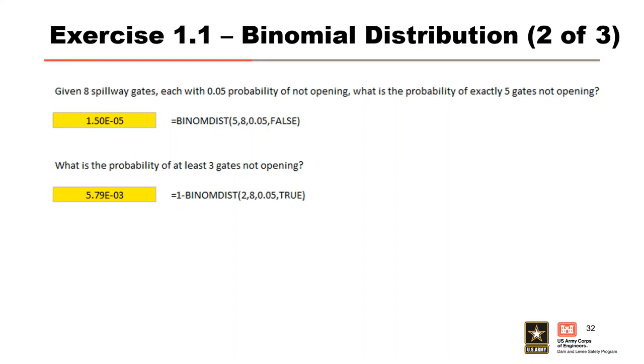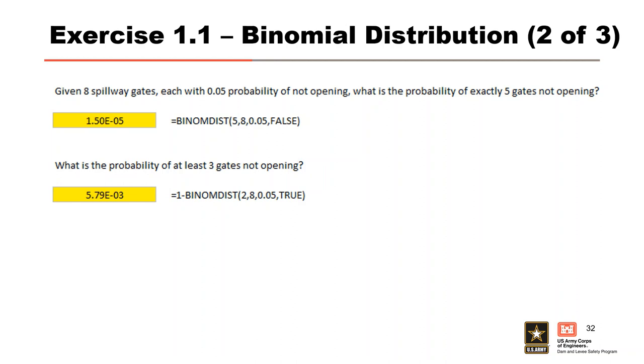Here is the solution. We have eight spillway gates, so n equals 8. And for the first question, we want to know the probability of exactly five gates not opening, so k equals 5. P is equal to 0.05, so we can plug it into the equation I provided. K is the first term, n is the second term, p is the third term, and we type in false for the last term, since we do not want a cumulative probability. We want the probability of exactly five gates not opening. This returns a probability of 1.5 times 10 to the minus 5.